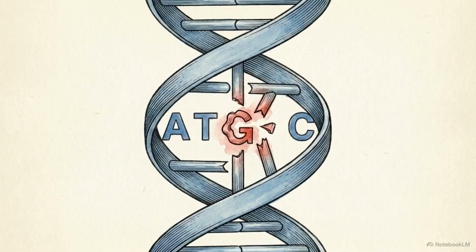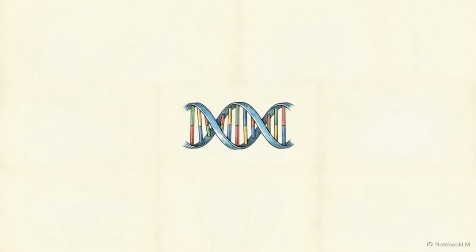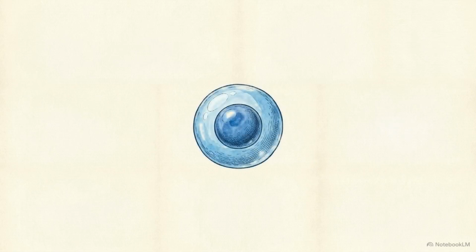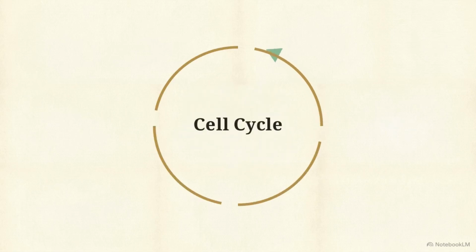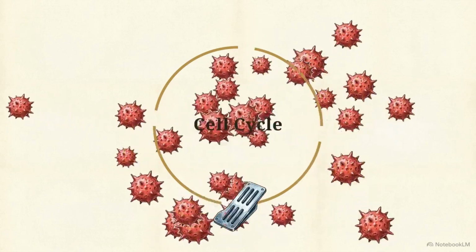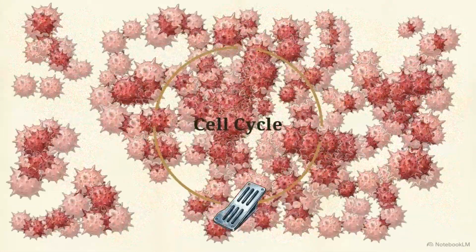The problem begins when the DNA instructions acquire a typo. This is a genetic mutation. If that mutation occurs in the specific genes that manage those cell cycle checkpoints, the cell loses the ability to govern its own replication. This breakdown involves two critical types of genes. The first are oncogenes, which act like the gas pedal of the cell cycle. When an oncogene mutates, it gets stuck in the on position. This drives the cell into constant, unstoppable replication.